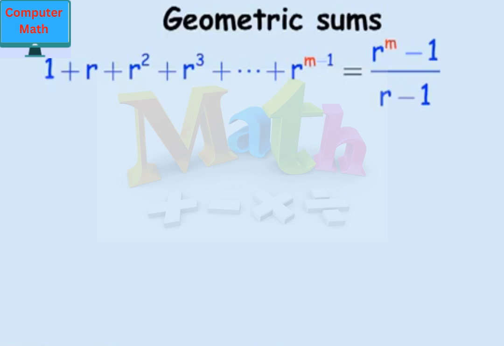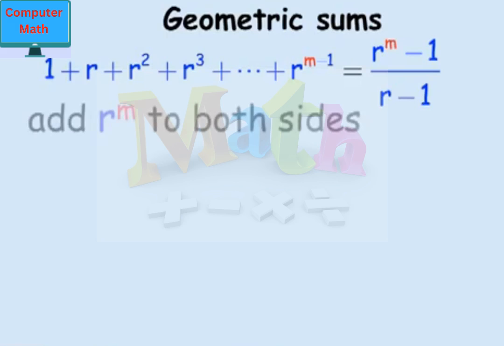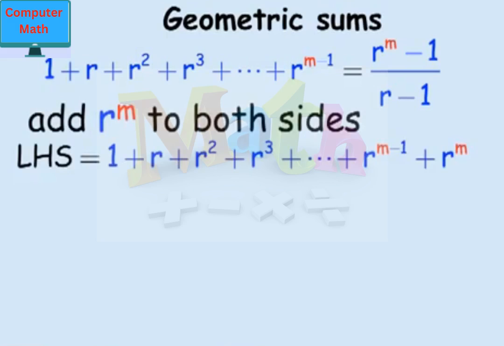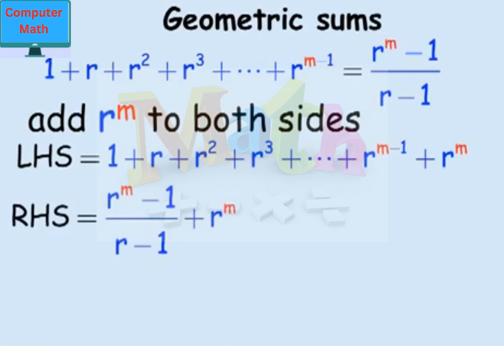So now we take the obvious strategy. What I'm interested in is the sum of the powers up to r to the m. Now the left-hand side is the powers up to r to the m minus 1, so there's an obvious strategy for turning the left-hand side into what I'm interested in. Namely, let's add r to the m to both sides. So the left-hand side becomes just the sum that I want, and the right-hand side becomes this messy thing, r to the m minus 1 over r minus 1 plus r to the m.